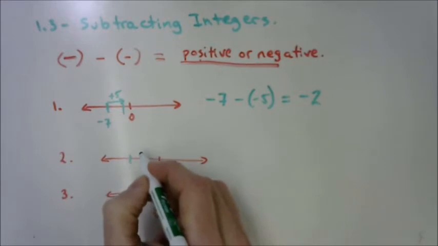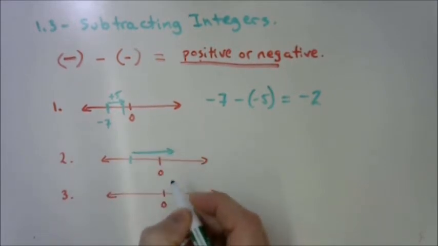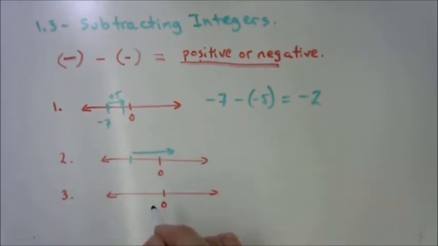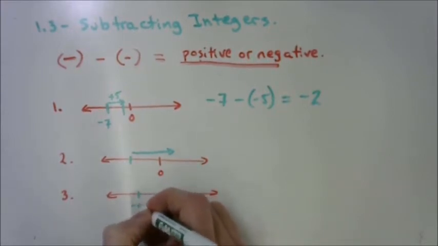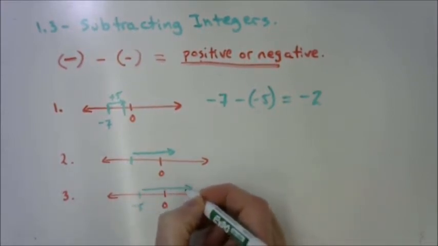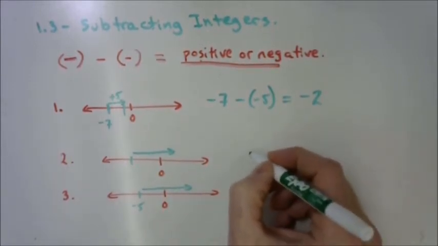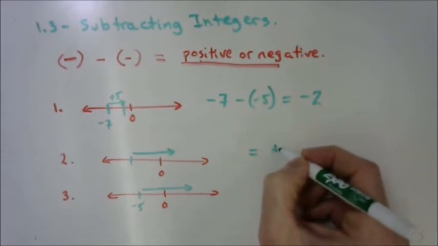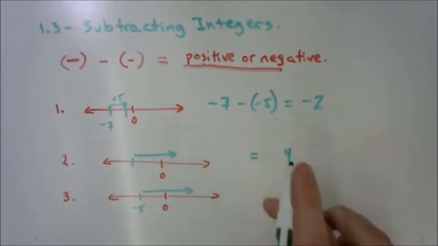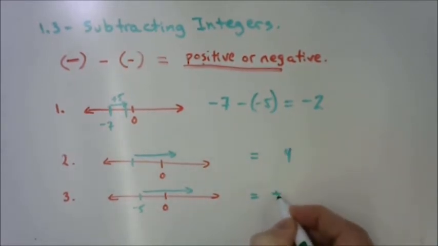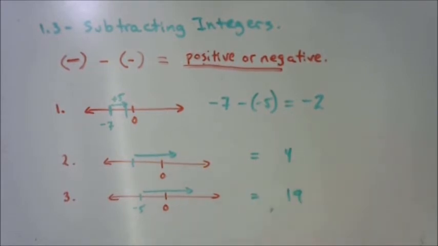So number 2, did you cross 0 in number 2? Yes. And number 3? Did you cross 0? Yes, by 19. You crossed 0 by 19 there. So you're getting it really well. This is going to be plus 4. You don't have to write a plus sign. And this one is going to be plus 19. Again, you don't need the plus sign.